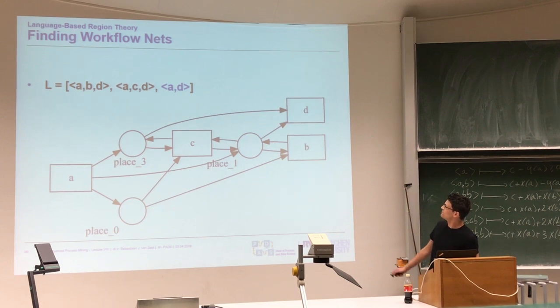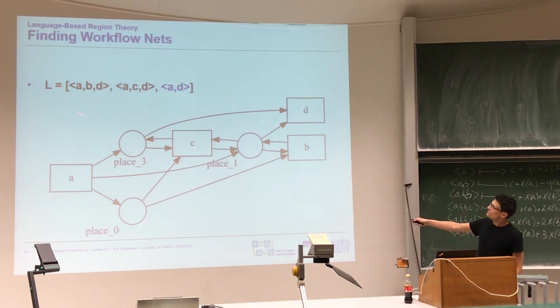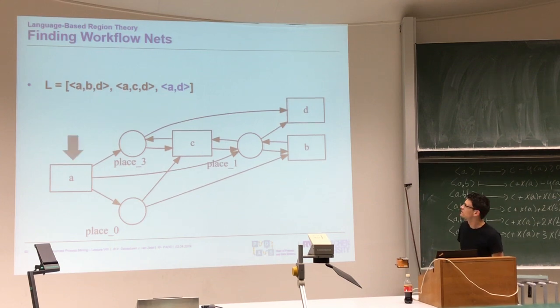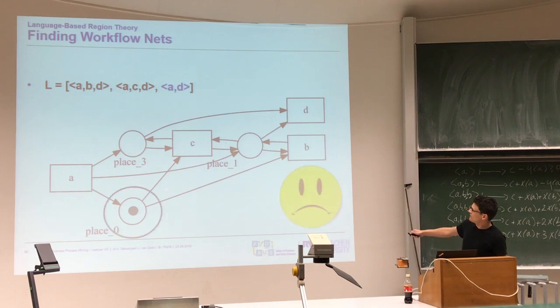I do. Let's assume I'm also using this log, and I'm doing the same trick, but I'm using ABD, ACD, and also AD. Then if I do this causal trick, what I get is this Petri net. And the problem is that if I replay AD, I have a token remaining in this place.